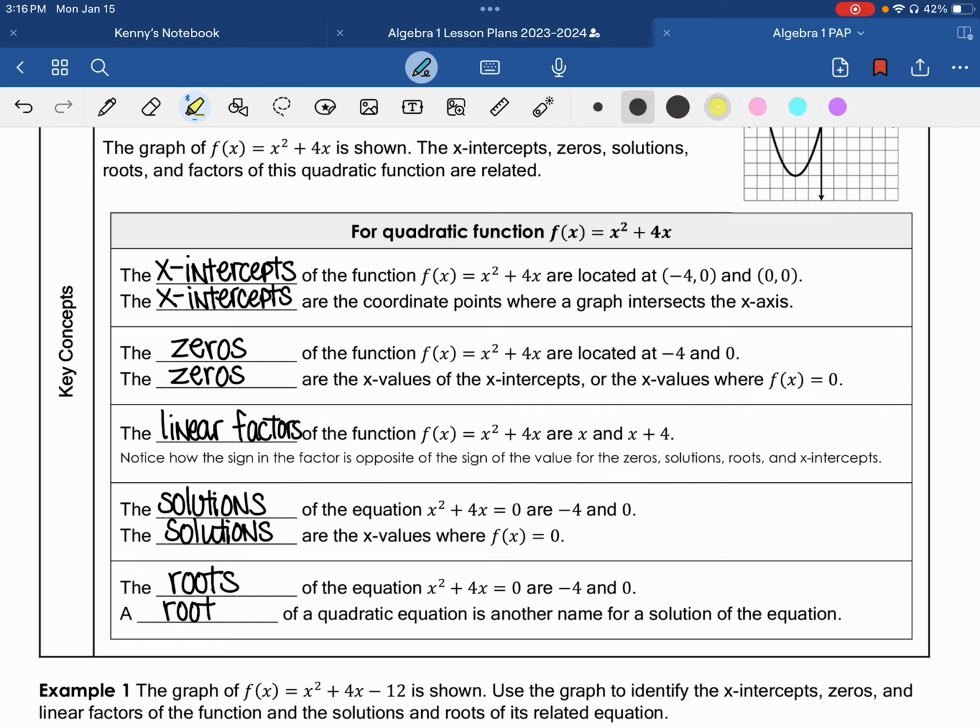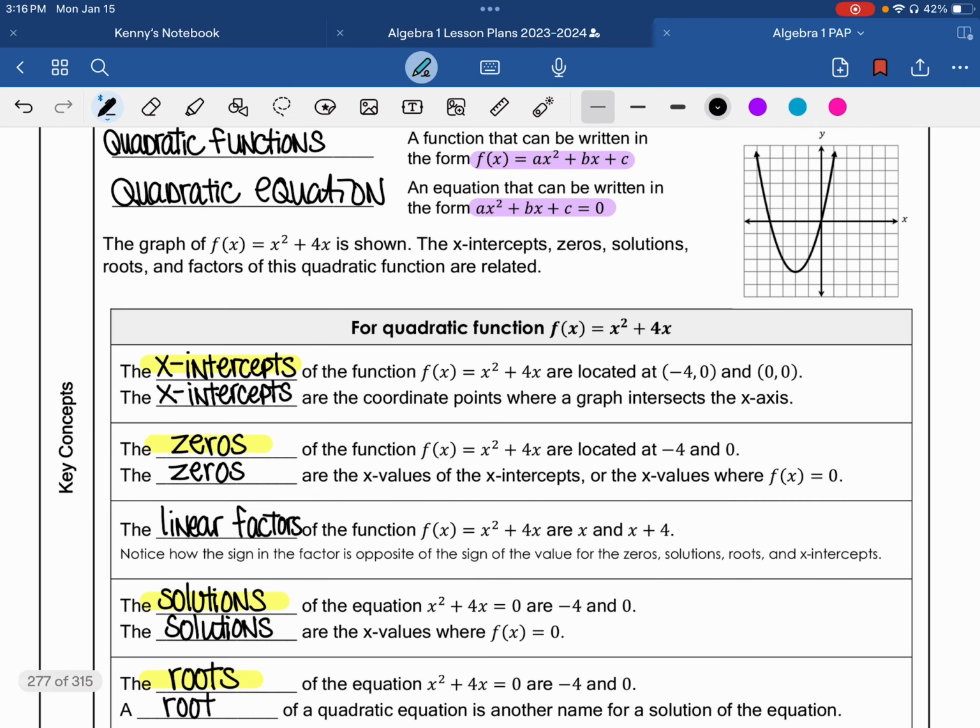So notice all these words that we're seeing here mean the same thing. I can come in with my highlighter and call it the x-intercepts, the zeros, the solutions, or the roots. They all mean the same thing. They all mean that if we have access to graphing technology, we can go to our graph and find these points right here, where our graph is touching the x-axis. This is going to allow us to graph, and this is going to allow us to write the equation and solve all these things.